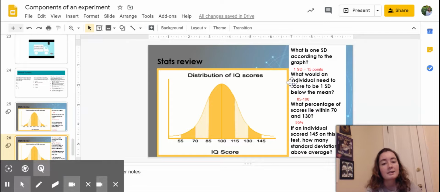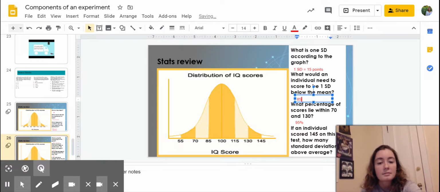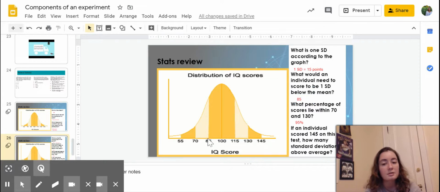And let's just apply this. What would an individual need to score one standard deviation below the mean? So what IQ score would they have to have? The mean's 100 and one standard deviation below would be 85. So they'd need to be at 85 to score one standard deviation below the mean.